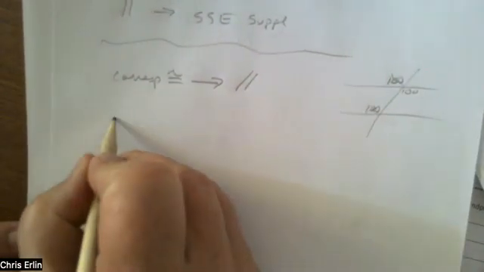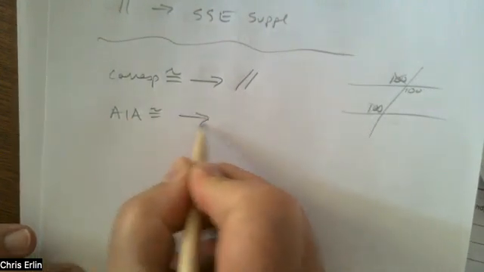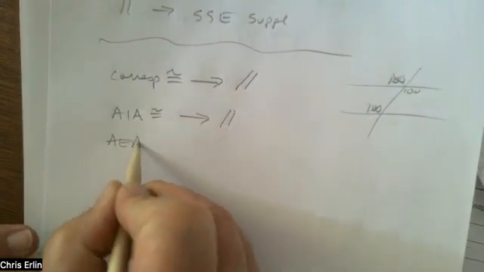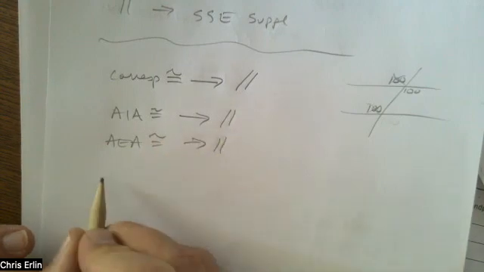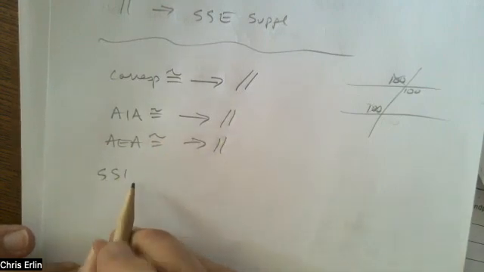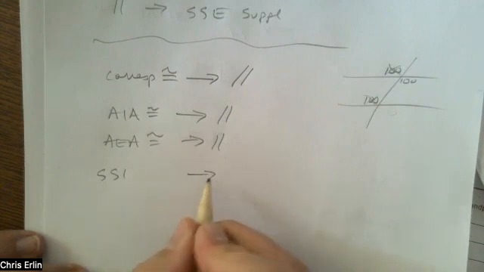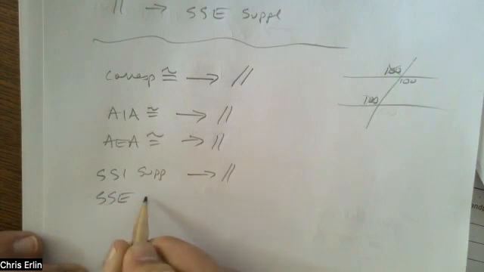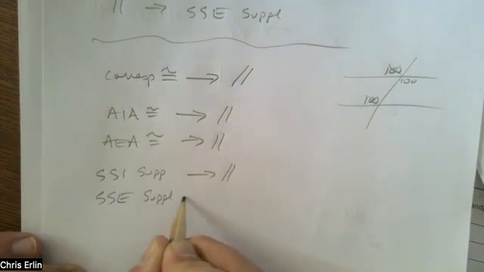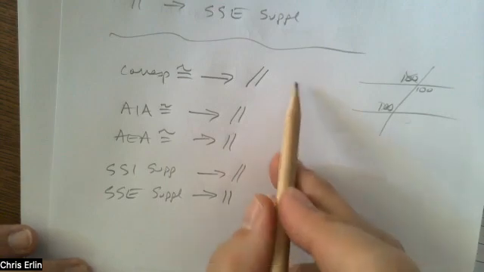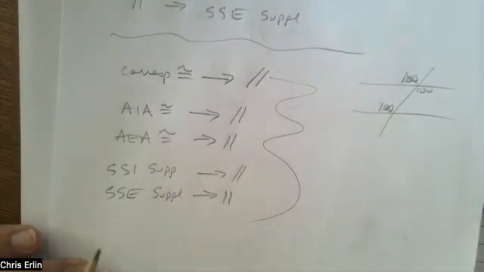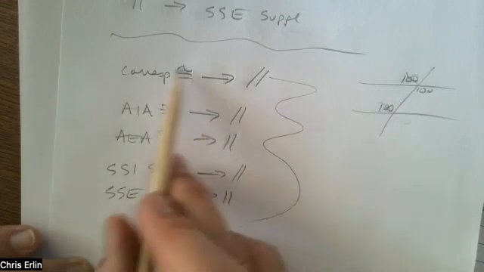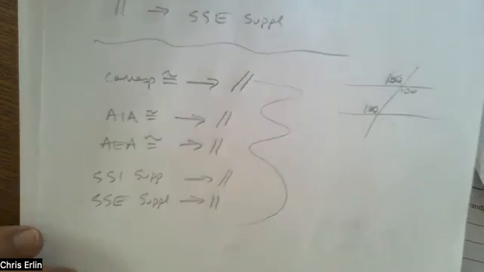In addition to accepting this postulate, we are going to prove that if the AIAs are congruent, the lines are parallel. If the AEAs are congruent, the lines are parallel. If the same side interiors are what? Good. Supplementary, not congruent. And the same side exteriors have to be supplementary, then parallel. These five theorems, four theorems and a postulate actually, we're going to prove the four, accept the postulate, use them today.